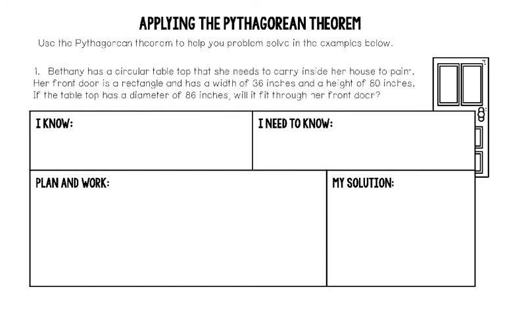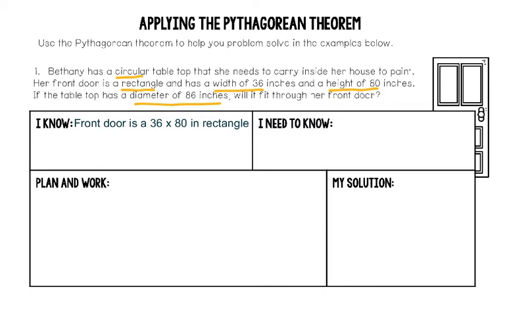So we'll read the word problem together, underline anything important, and make a note of anything important in the I know box. So Bethany has a circular tabletop that she needs to carry inside her house to paint. Her front door is a rectangle and has a width of 36 inches and a height of 80 inches. If the tabletop has a diameter of 86 inches, will it fit through her front door?